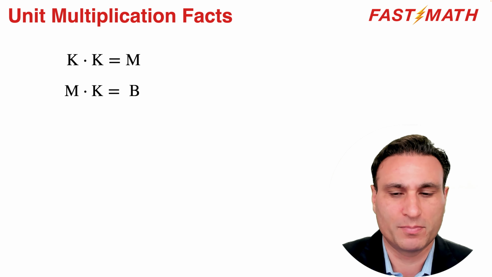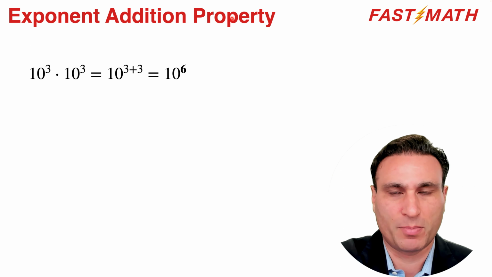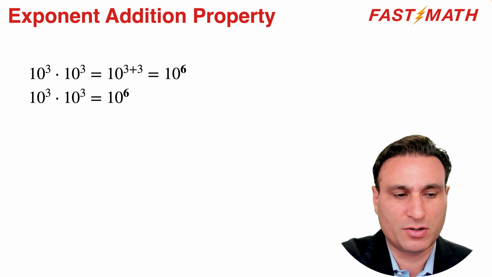But where did they come from? First, you need to make sure that you understand the exponent addition property, which says that 10 to the third times 10 to the third equals 10 to the 3 plus 3 equals 10 to the sixth. That is, when you multiply numbers with the same base, you can add the exponents. These numbers are both base 10, so you can add these exponents. 3 plus 3 equals 6. So 10 to the third times 10 to the third equals 10 to the sixth.